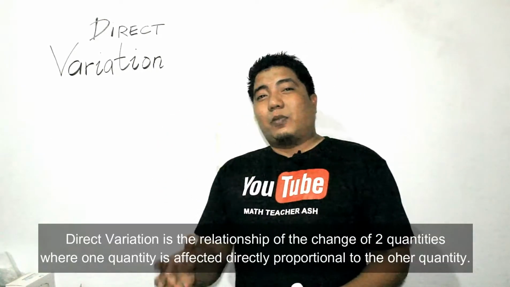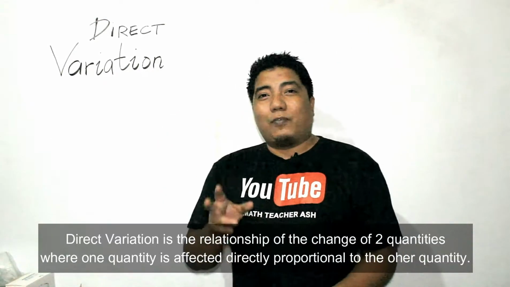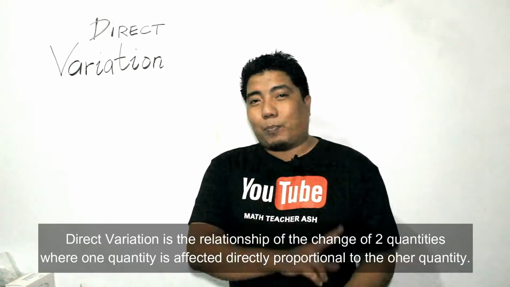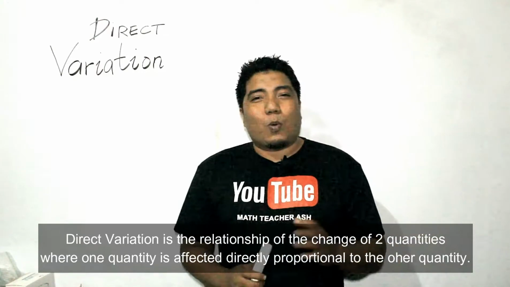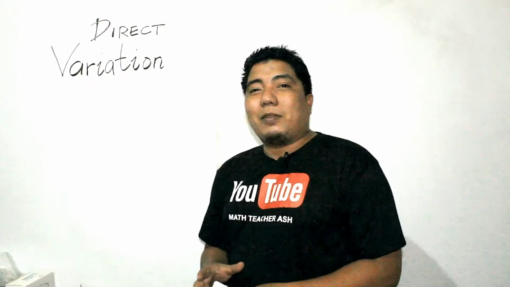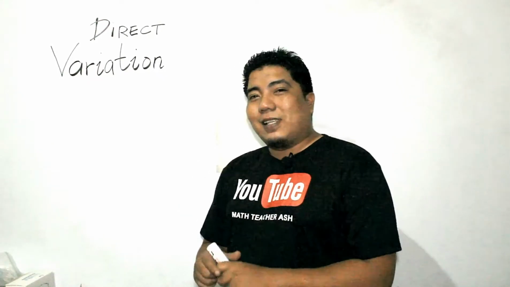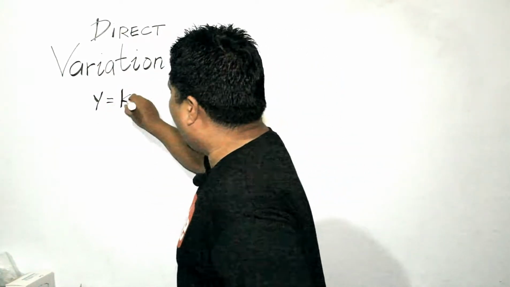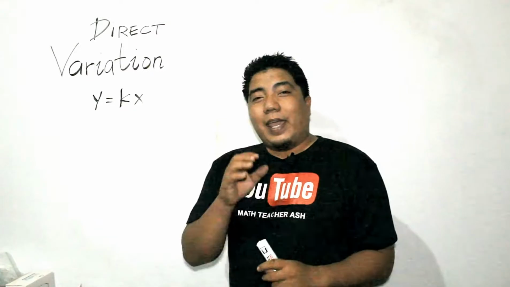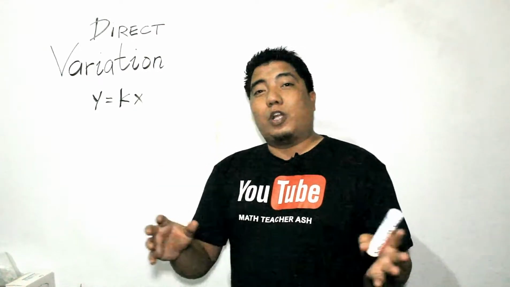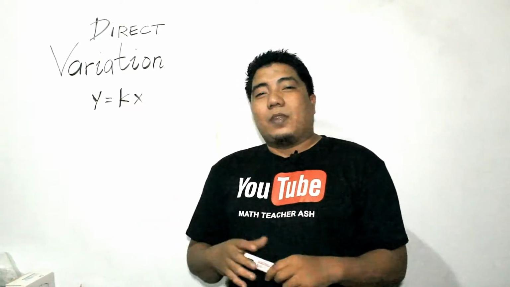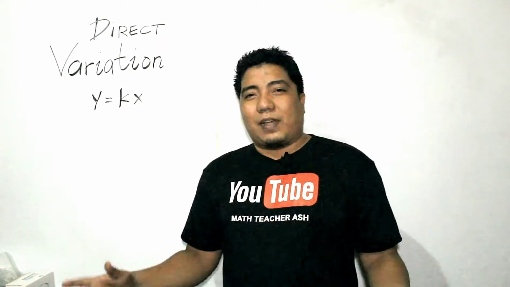Direct variation is the relationship of the change of two quantities in which one is affected directly proportional to the other quantity. Now, the mathematical statement that is denoted by this variation is y is equal to kx, where x and y are the variables or the quantities, and k is the constant of variation. Now, the constant of variation is a fixed value.